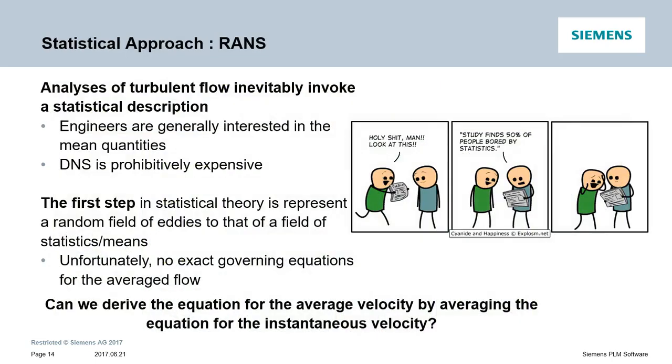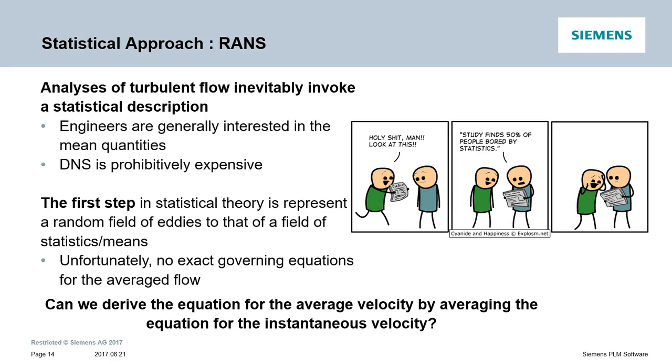As engineers, we are mostly interested in average quantities like average mass flow rate, pressure drop, drag, etc. So even if DNS were possible or we could afford DNS, one would average the solution obtained to find these mean quantities. So why not solve for mean quantities directly? And that's why any analysis of turbulent flow inevitably invokes a statistical description. That is, look for equations for the mean flow. But unfortunately, there are no exact governing equations for the average flow, and empirical modeling becomes necessary.